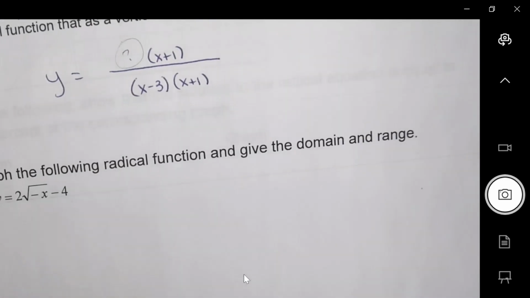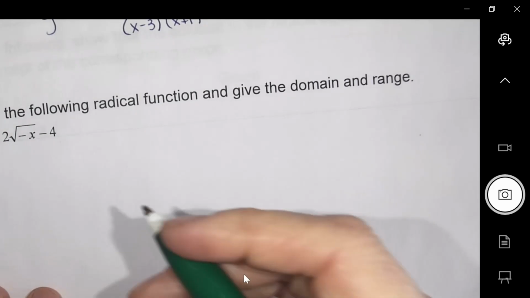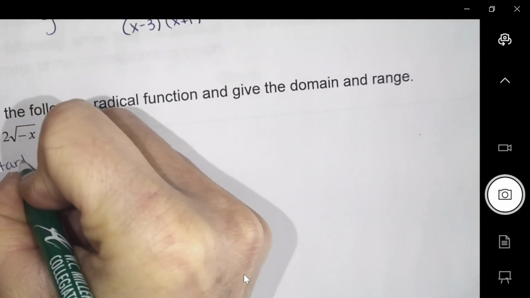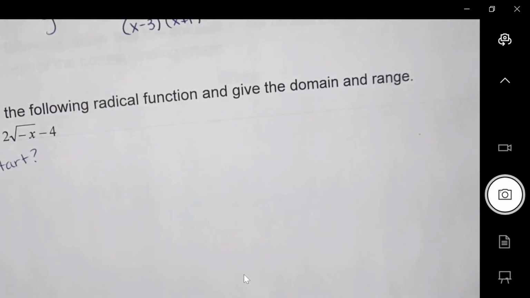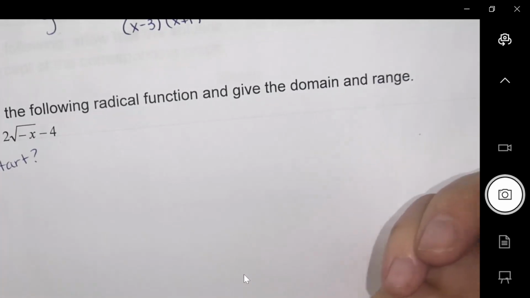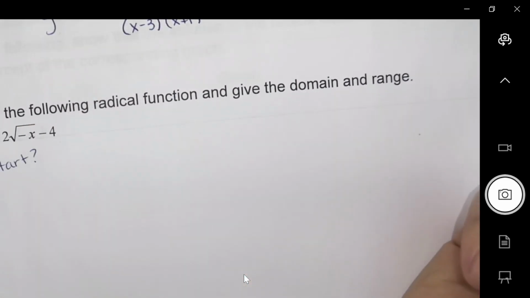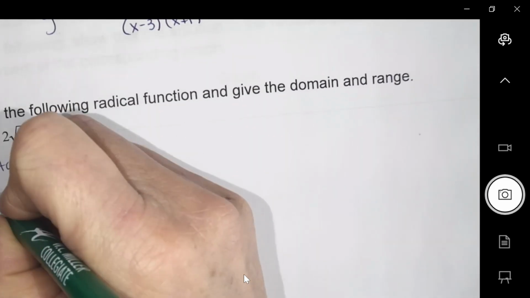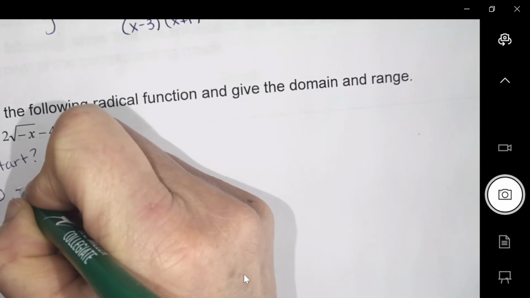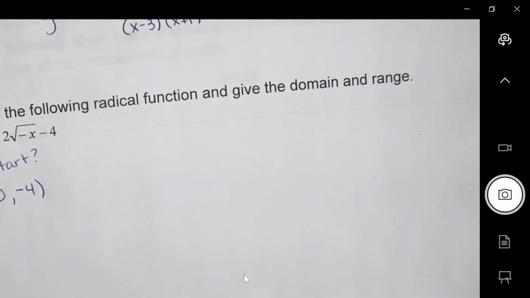Okay, graph. What is the starting point? Moving left, right, up, down. Where have we moved? There's no C, and a -4 is the D.